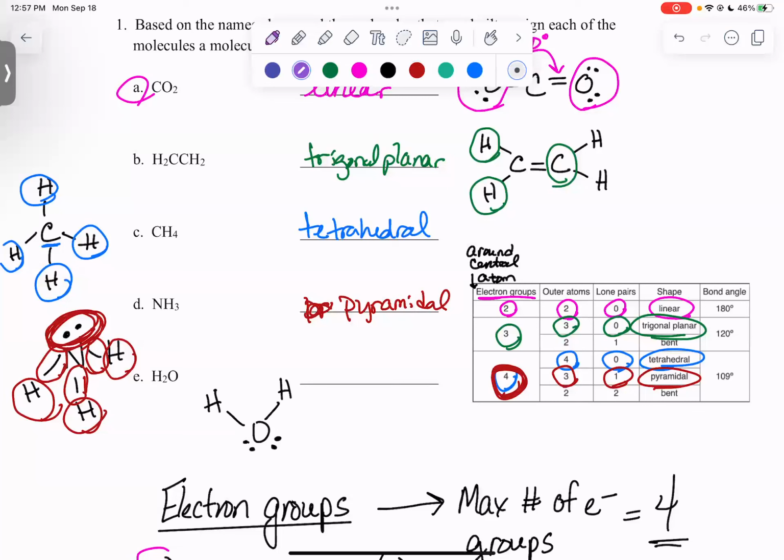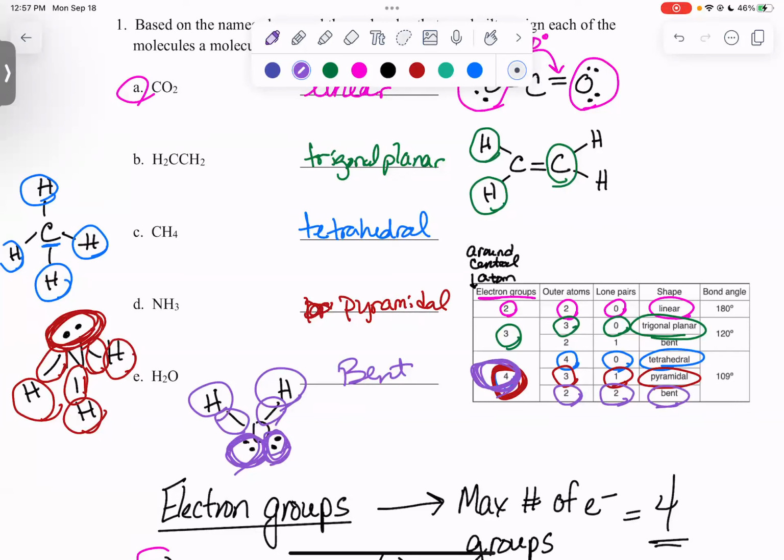Look at water. It's oxygen, the central atom. The oxygen has 1, 2, 3, 4 electron groups. That's right here, 4 electron groups. How many are outer atoms? Well, only 2 are outer atoms. 2 are these lone pairs. And so it is bent.